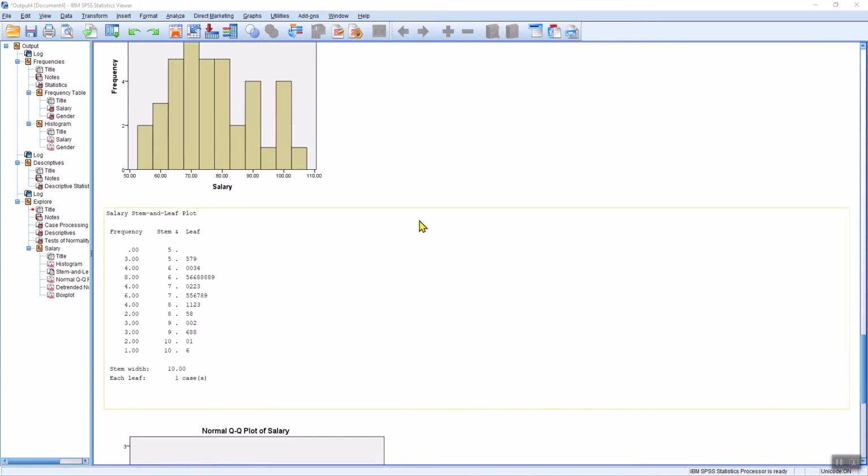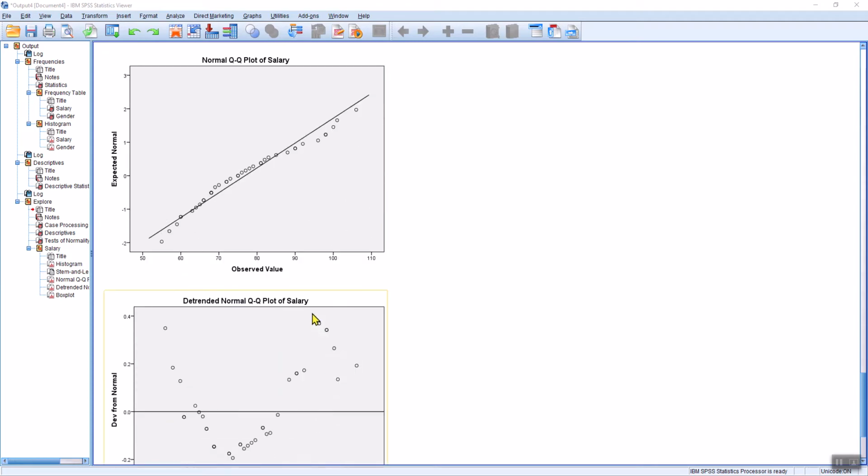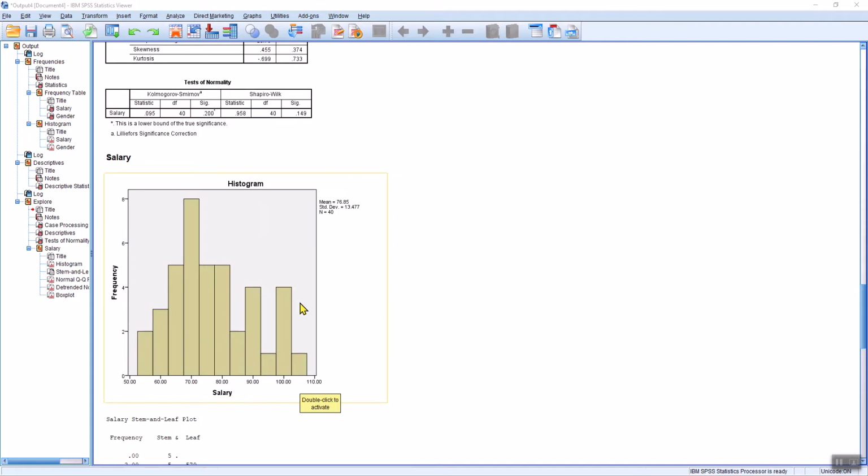Okay, and so we don't really need the stem and leaf plot for this. This is another way of looking at the normality. If you have errors that are far away from the line of best fit here, then it would be an indication of lack of normality. And so we don't really need those for this example.